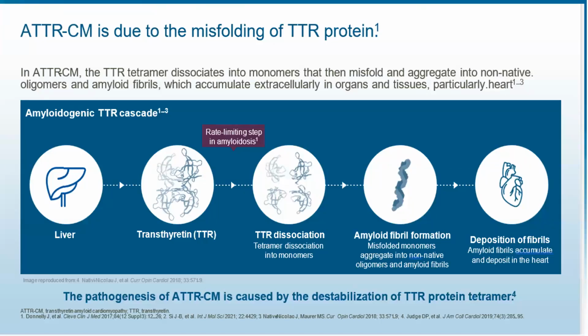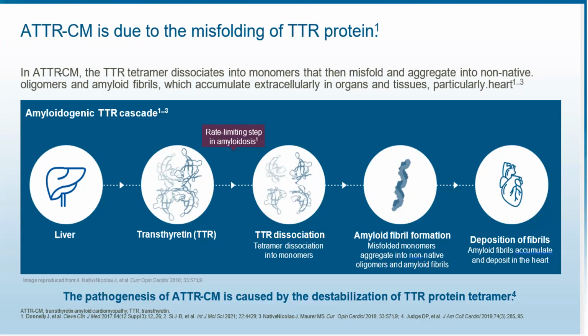As I told you, the pathophysiology, this is the image showing it. The liver produces the transthyretin, which has 4 limbs, or a tetramer formed of 4 monomers. And those monomers are like an X shape, and they are naturally connected in the middle by the charges available at the end of each monomer.